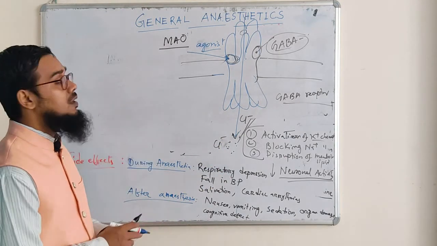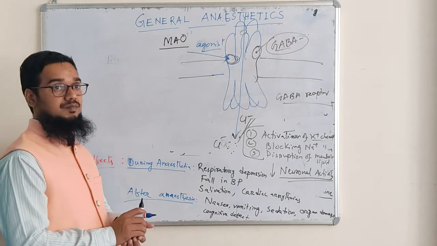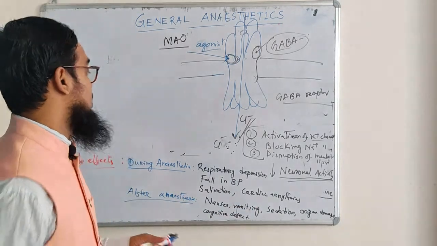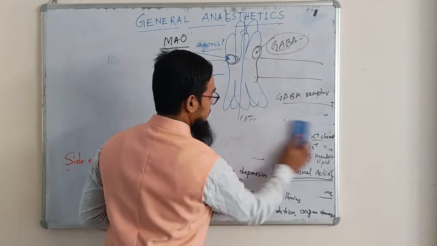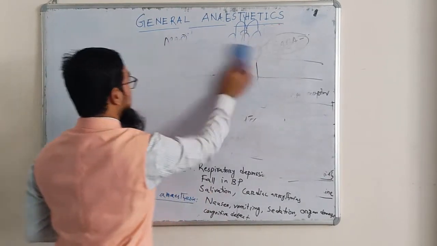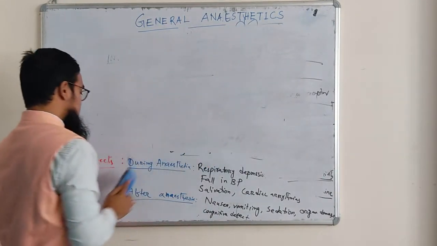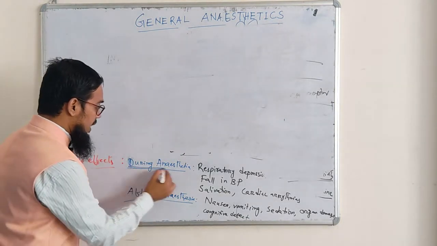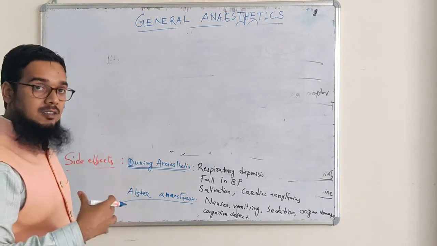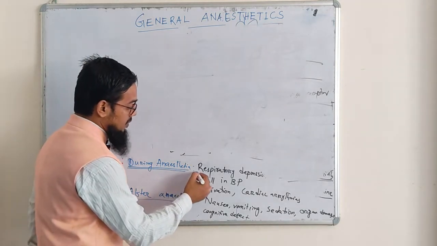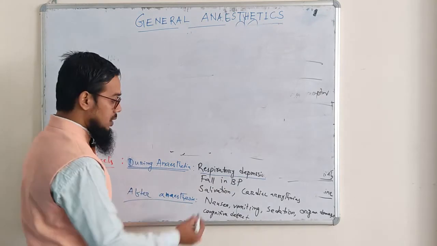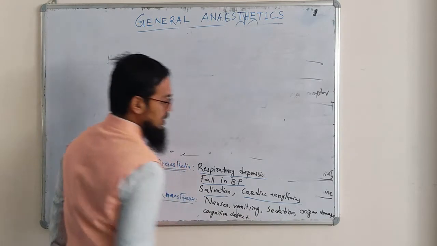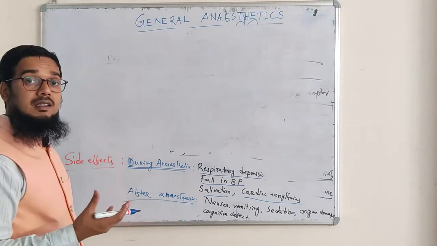There are also different mechanisms for other anesthetics. Now we will discuss the side effects of general anesthesia. During the anesthesia process, the person will suffer respiratory depression, fall in BP, salivation, and cardiac arrhythmia. These are the commonly seen adverse effects during anesthesia.